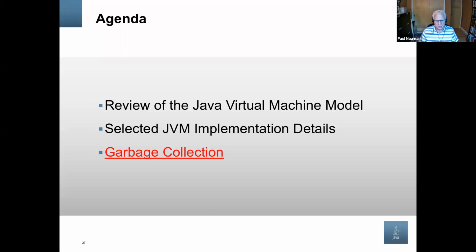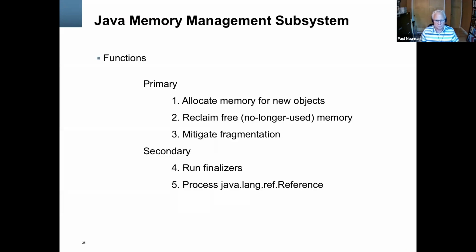All right, we're going to take a look into garbage collection, and again, I think I'm short on time, so I'm going to make this brief. Memory management in Java has a couple of responsibilities. We've talked about them a couple of times already. Allocate memory for new objects, reclaim free memory, and a third thing is you have to mitigate fragmentation.